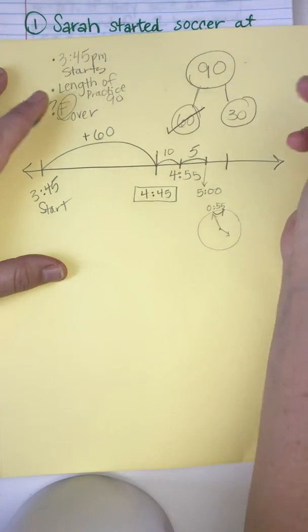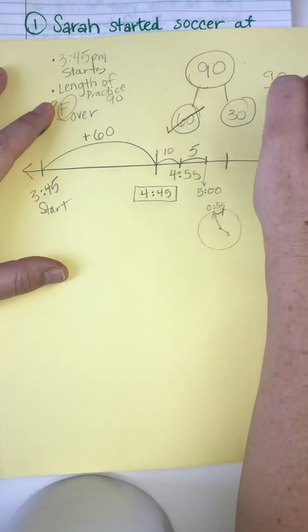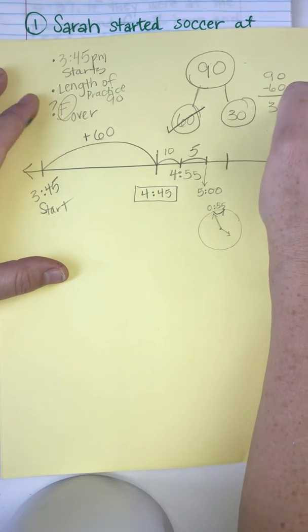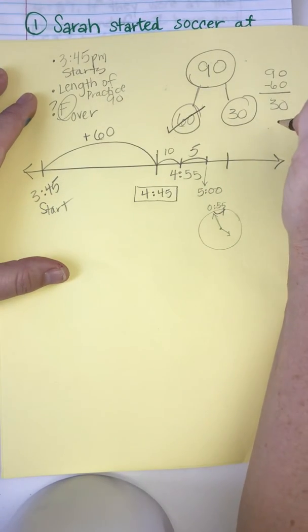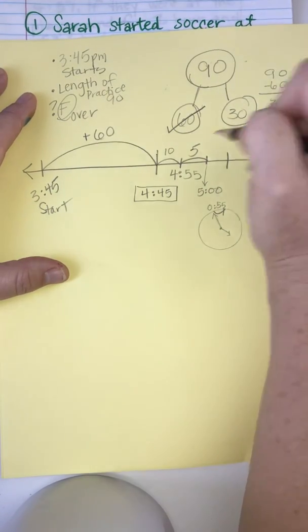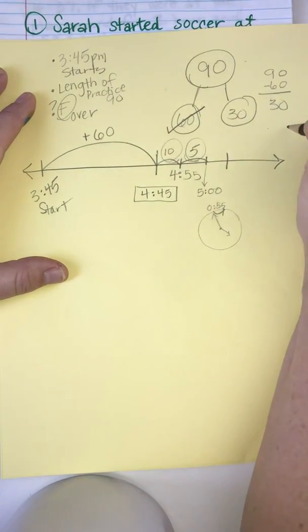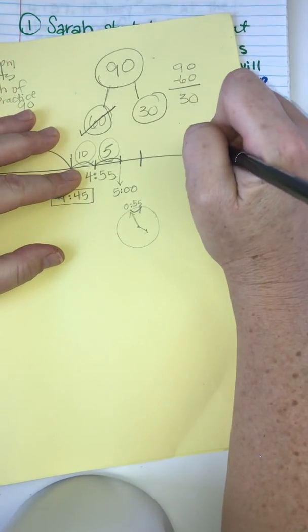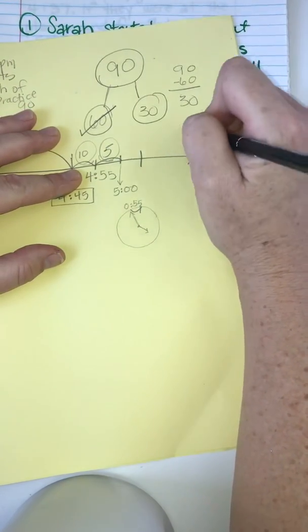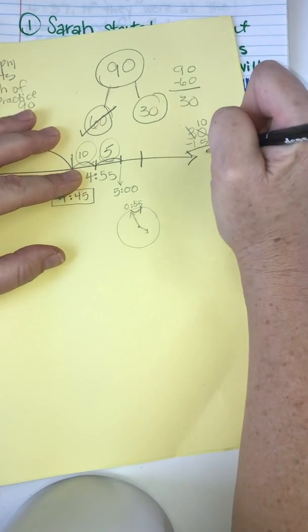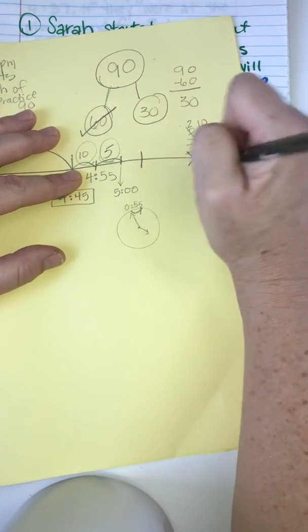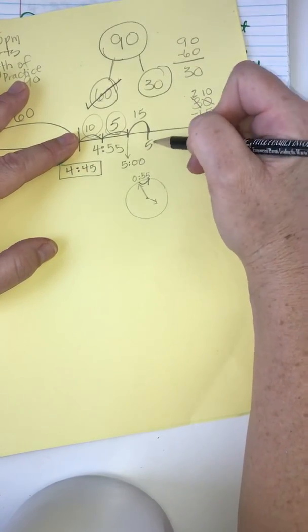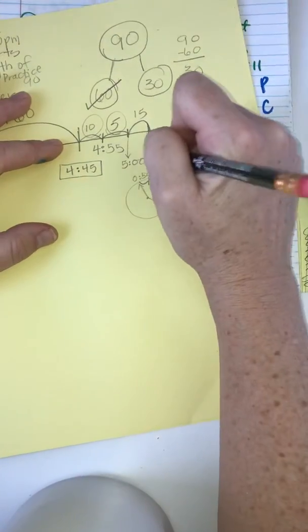So going back to my problem, the practice is 90 minutes long, which is an hour and a half. I'm going to subtract the hour I jumped. And now let's figure out what we have jumped again. So 10 and 5 is 15. So I'm going to take the 30 minutes and subtract 15. 15 more minutes. So if I'm at 5, I'm going to jump 15 more to get to 5:15. So that's my finish time.